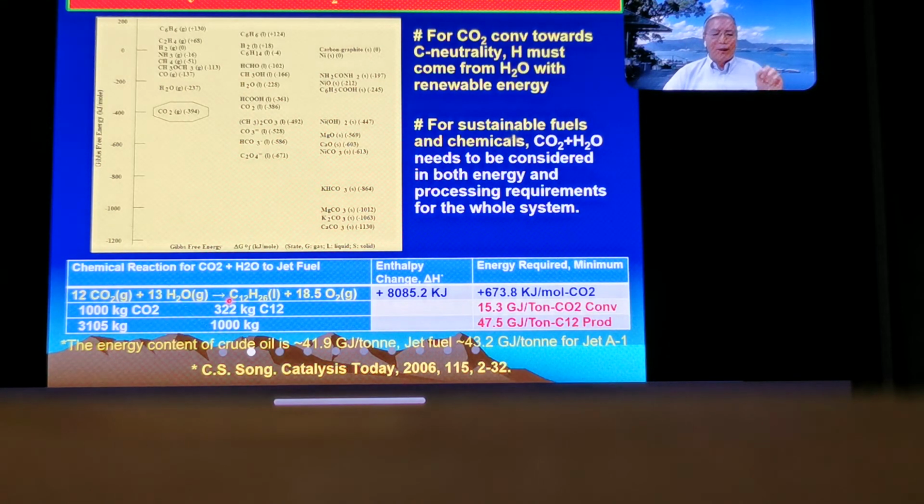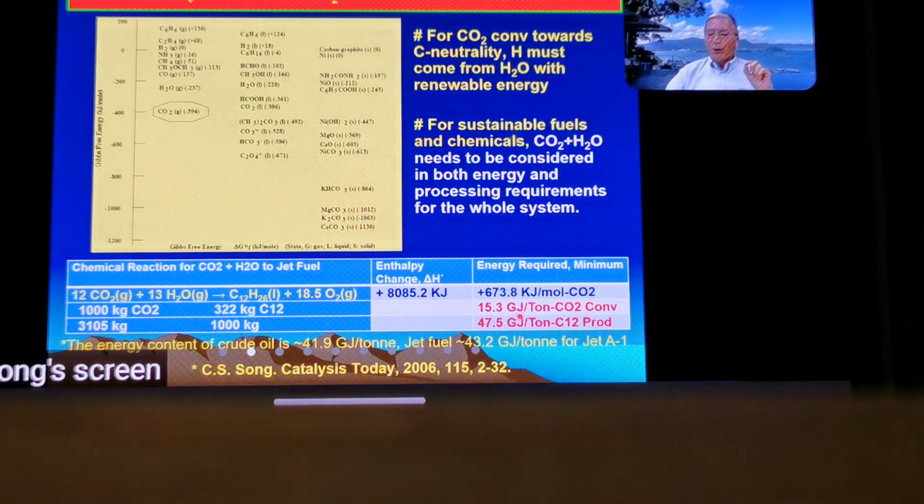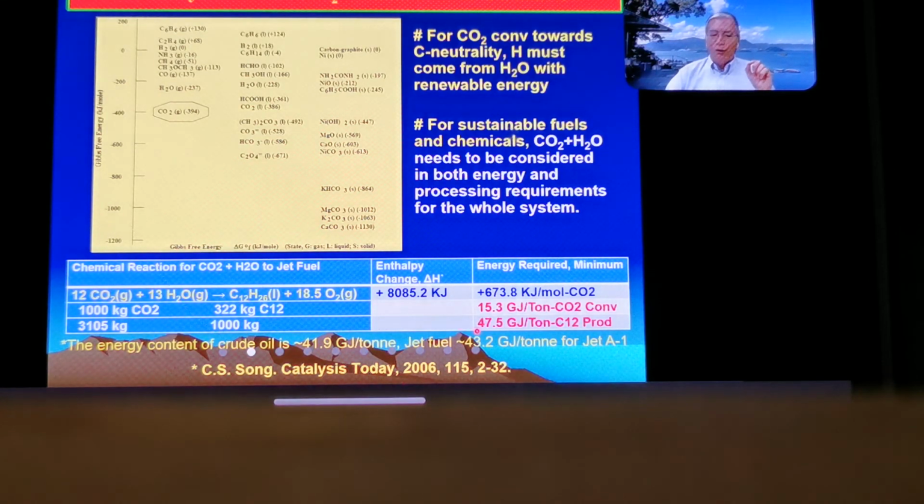For example, if I calculate the thermodynamics, suppose we use CO2 and water to make a jet fuel, aviation fuel. It would consume 374 kilojoules per mole of CO2. In other words, if we want to convert a ton of CO2, we will consume 15.3 gigajoules. And if we want to make a ton of jet fuel, that will consume 47.5 gigajoules of energy.